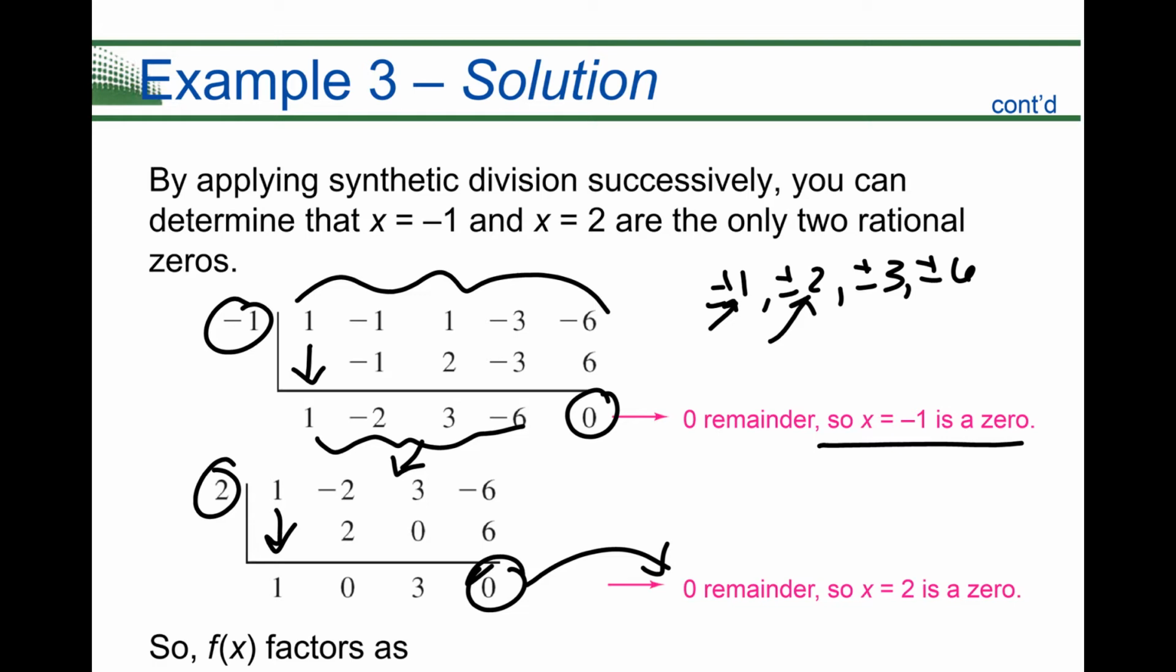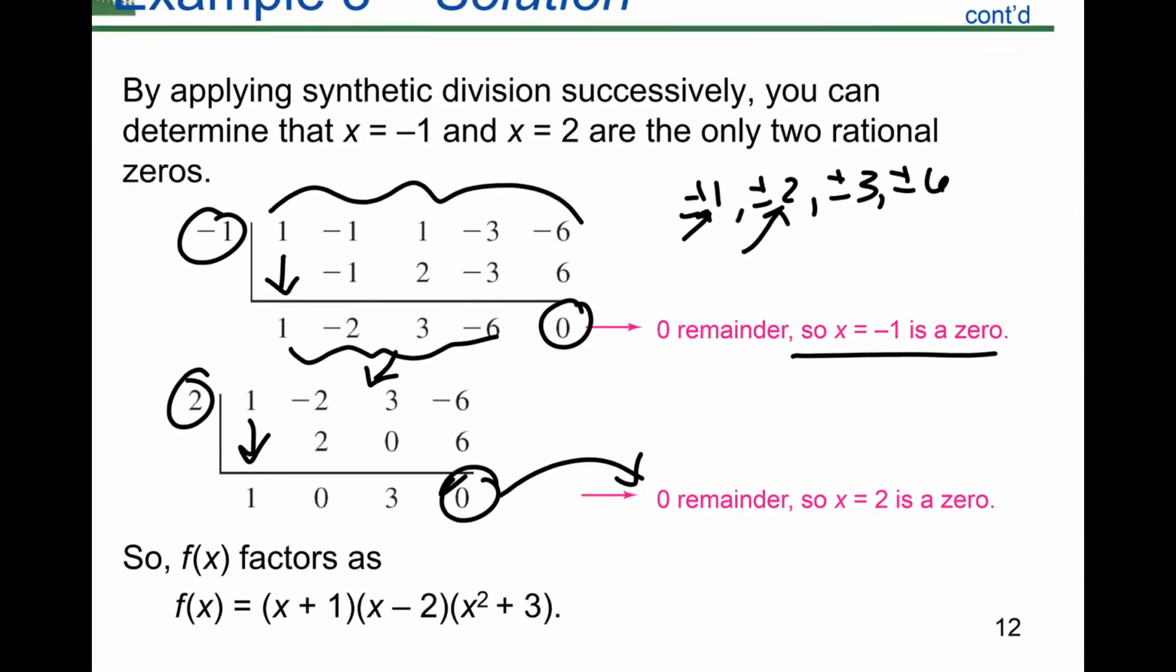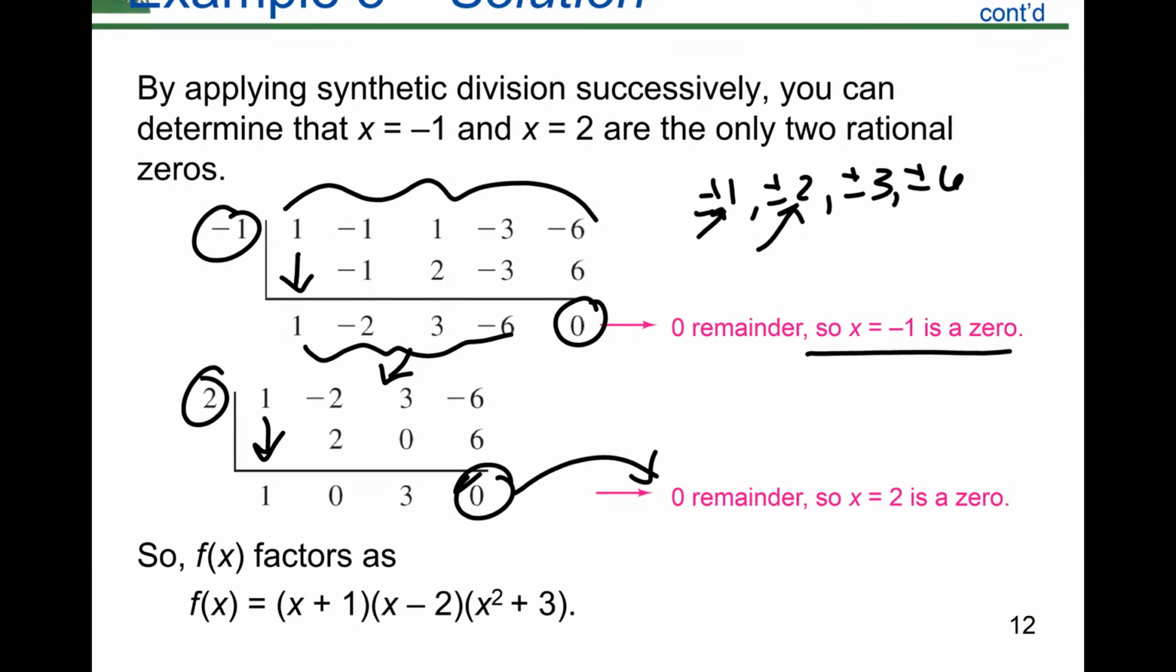So to figure this out, we can say, what are the factors of this problem? x plus 1, that's x equals -1. x minus 2, that's x equals 2. And then I have this as a remainder. I started as a 4th degree, so I got a 3rd degree. I started with a 3rd degree, so I get a 2nd degree. So I get x squared plus 3 as my remaining factor.